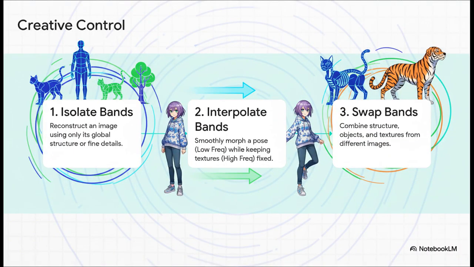So what does all this structure actually get you? Well, it gives creators this incredible, almost tangible level of control. We can actually isolate and rebuild an image using only its low-frequency blueprint. We could smoothly change the pose of a person without changing their clothes. Or, and this is wild, we could even swap bands between different images, take the structure of a cat, the body of a dog, and the texture of a tiger to create something totally new.